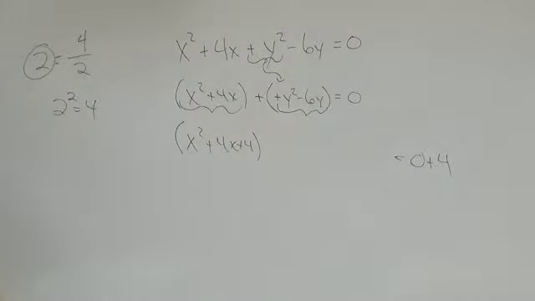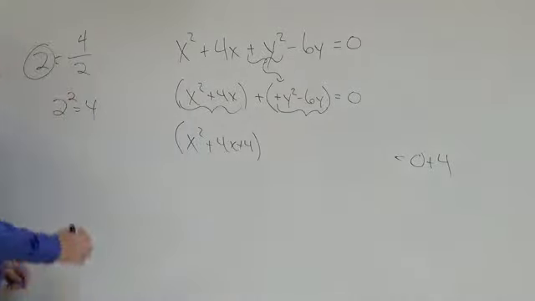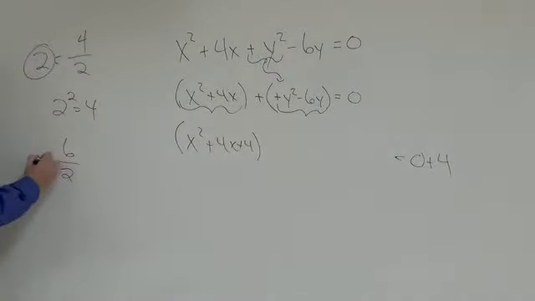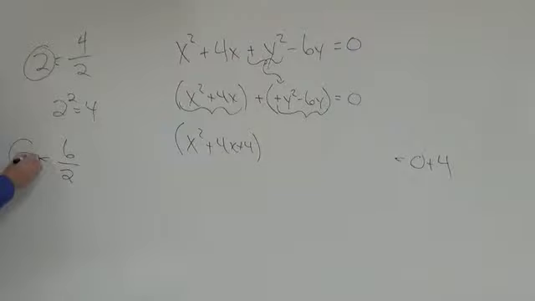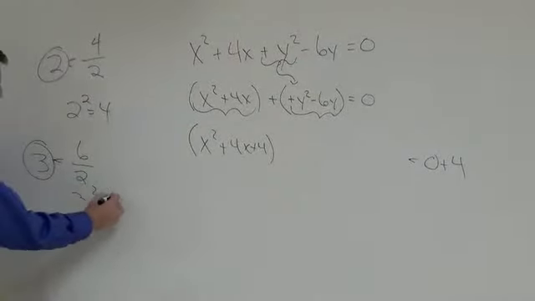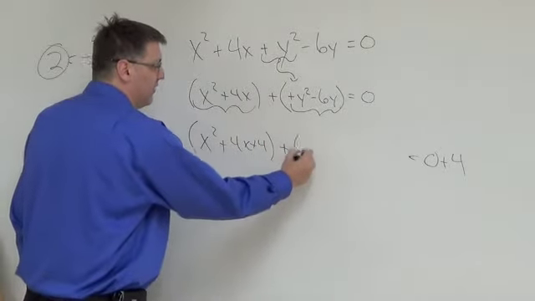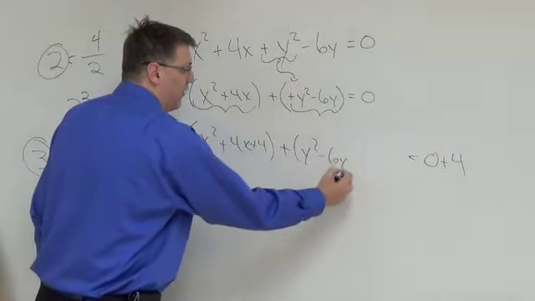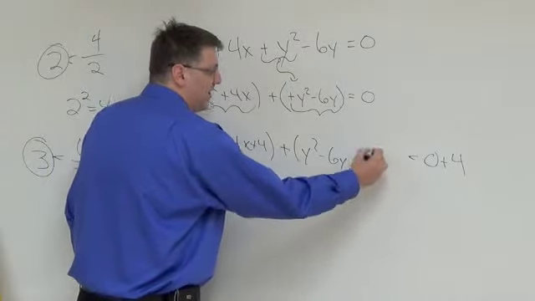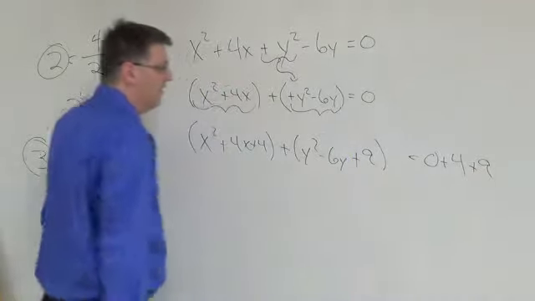Now we need to complete the square for the y. We're going to take the number directly in front of the non-squared y, which is 6. 6 divided by 2 is 3. That's going to be our factor when we have to factor our y's. Then we're doing 3 squared, which is 9. We add 9 to the y's, plus y squared minus 6y plus 9. Don't forget, you must add it to the other side, plus 9.